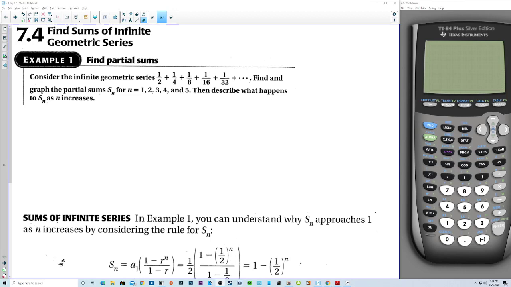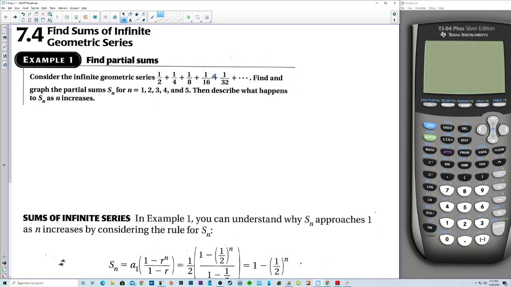All right, this is section 7.4 on infinite geometric series, and this is really where I think sequence and series gets a little bit more interesting when you start talking about infinite series rather than finite. Finites are kind of boring. Consider the infinite geometric series 1/2 plus 1/4 plus 1/8 plus 1/16.